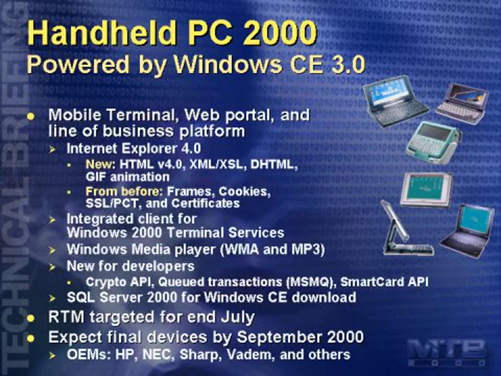So the Handheld PC 2000 was actually released. This is RTM targeted for end of July. I think it happened in the last few weeks. This is something based on Windows CE 3.0. I shouldn't say it's a step up above the Pocket PC. It's really a different target.